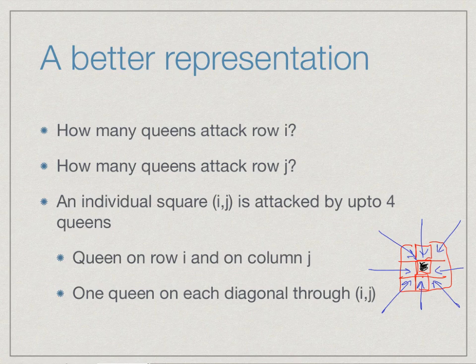So it might be better to represent these 4 directions rather than the squares themselves. The representation we have now is to say that this particular square is attacked by queen k, but it doesn't tell us from which direction queen k is attacking it. It doesn't tell us whether queen k is attacking it from the row or the column or the diagonal.